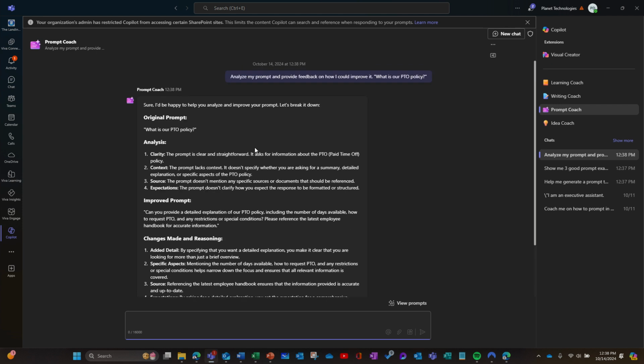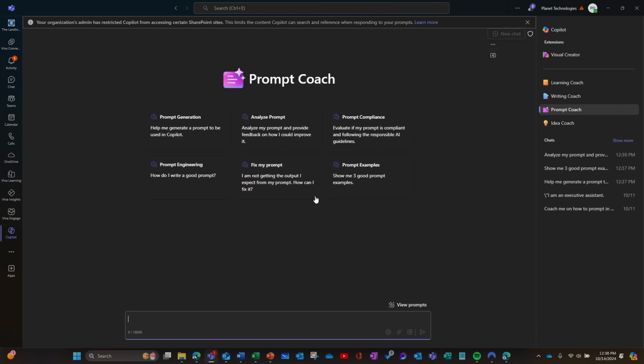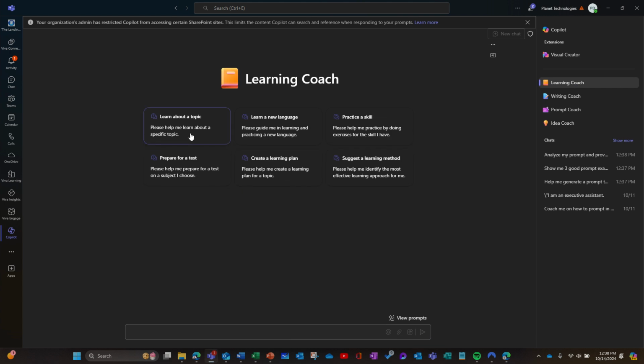So, from what I understand so far, the prompt coach, at least, just has pre-canned examples that can help people learn how to prompt. Okay, it's a good thing. Learning coach, what is that? Learn about a topic. Please help me. Same thing: pre-canned prompts that help you learn a topic, learn a new language, practice a skill. It gives you a pre-canned prompt that I could have written, but maybe it helps to ramp up some population on the first usage of Copilot.